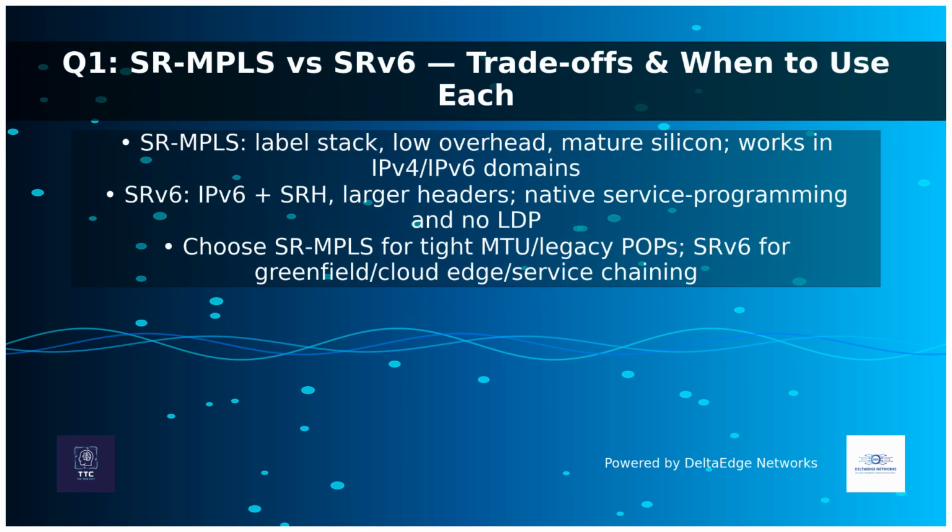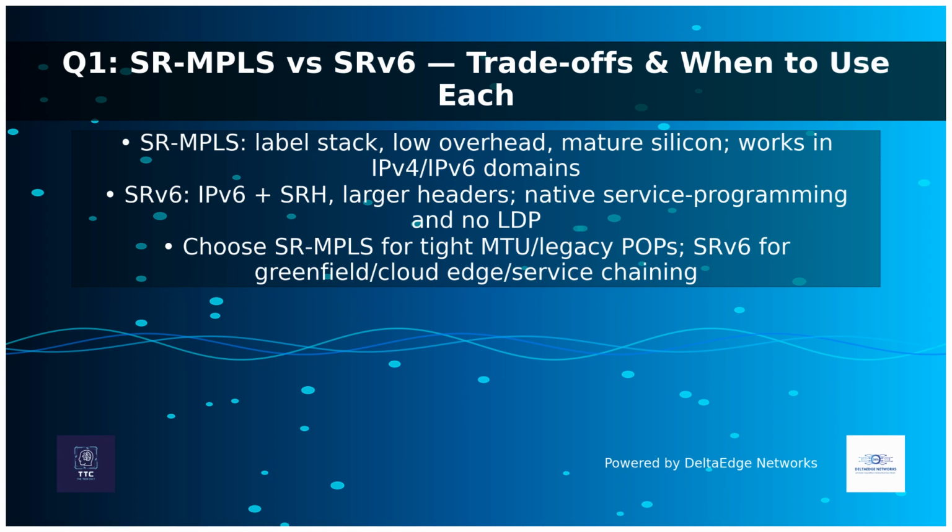Question 1. SR-MPLS versus SRv6. Trade-offs and when to use. SR-MPLS uses a label stack. Low overhead, mature silicon, great for mixed IPv4, IPv6 domains, and tight MTUs. SRv6 adds an IPv6 header with the segment routing header. The overhead is larger, but you gain native service programming and you drop LDP completely.